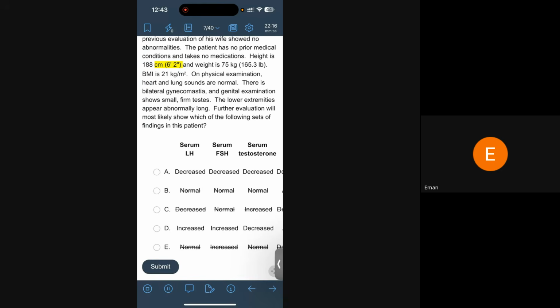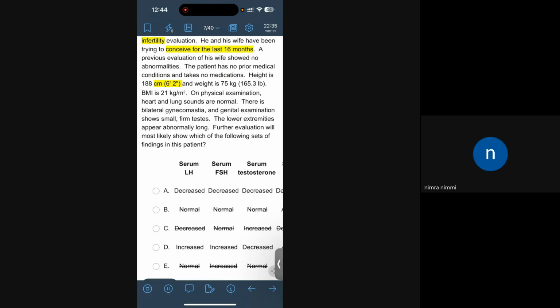Let's first try to diagnose the patient. An abnormally long patient, bilateral gynecomastia, small firm testes, and infertility. Do all of these things ring any bell? Any infertility cause in which you are going to see bilateral gynecomastia and small and firm testes? XXY.